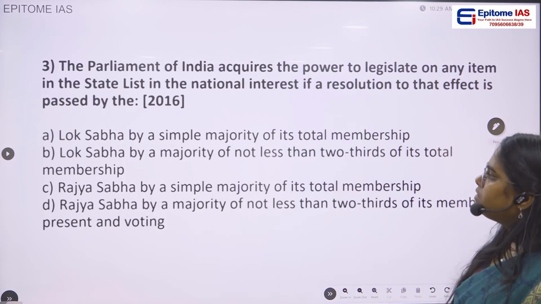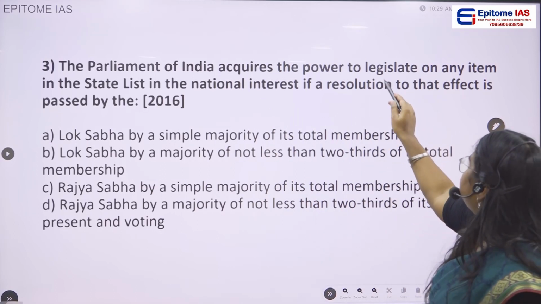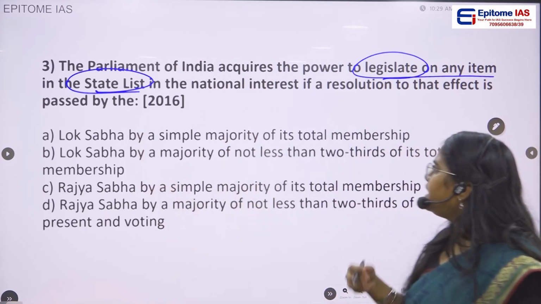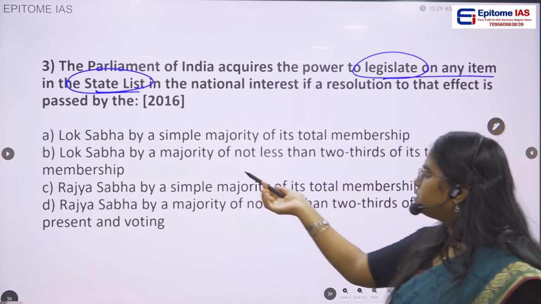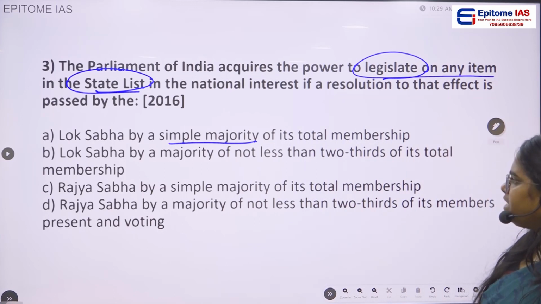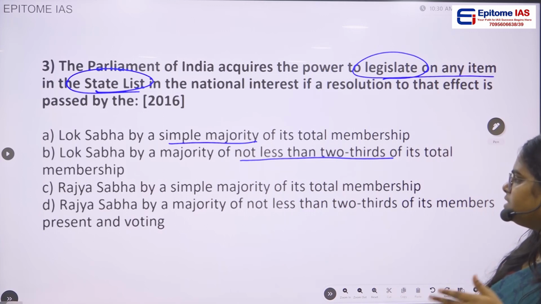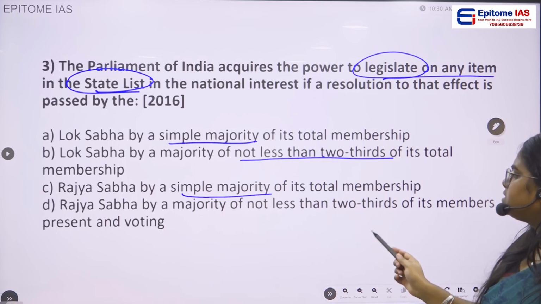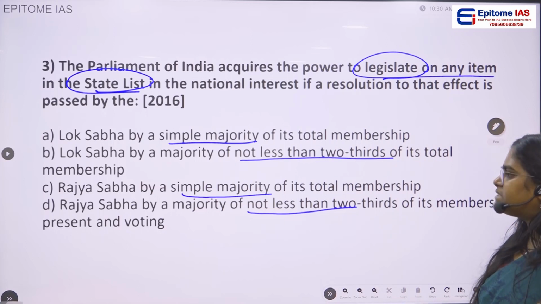Then the next question: the Parliament of India acquires the power to legislate on any item in the state list in the national interest if a resolution to that effect is passed by A. Lok Sabha by a simple majority of its total membership. B. Lok Sabha by a majority not less than 2/3 of its total membership. C. Rajya Sabha by a simple majority of its total membership. D. Rajya Sabha by a majority not less than 2/3 of its members present and voting.